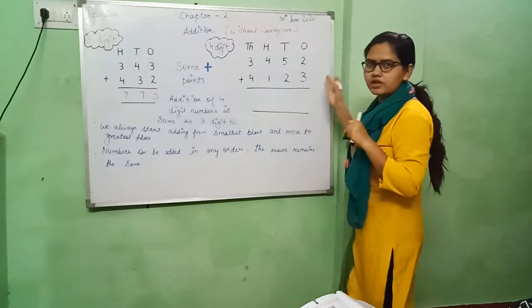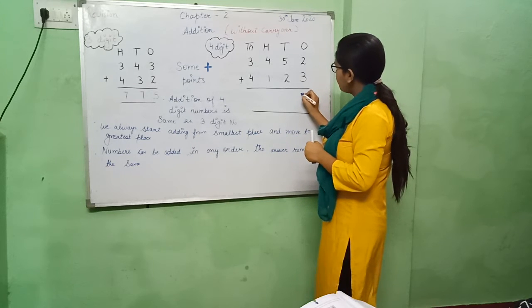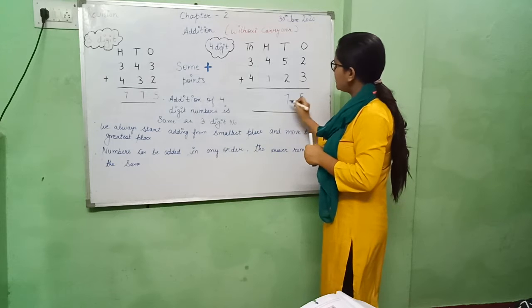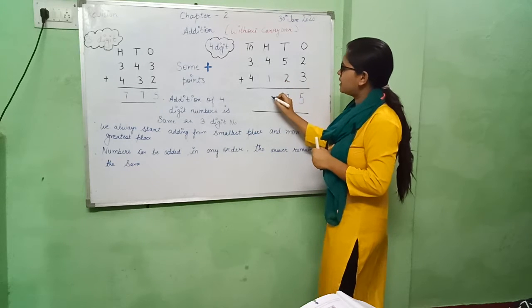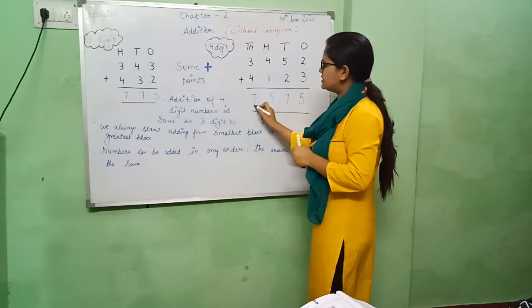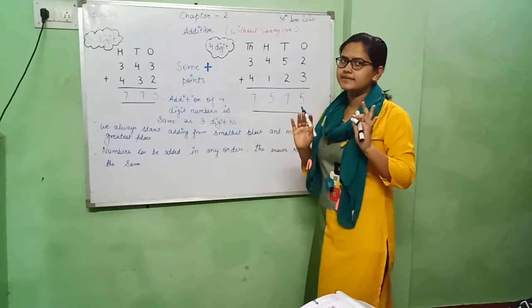So we will start from these ones. 2 and 3 become 5. 5 and 2 become 7. And yes, 4 and 1 become 5. 3 and 4 become 7. Hope you know the addition, how to add the sums, right?